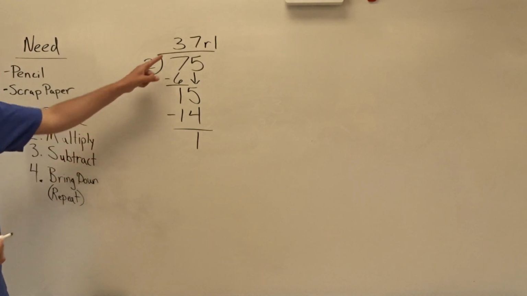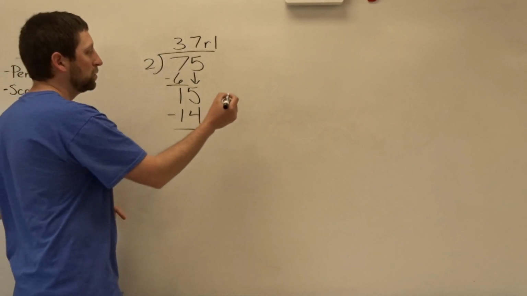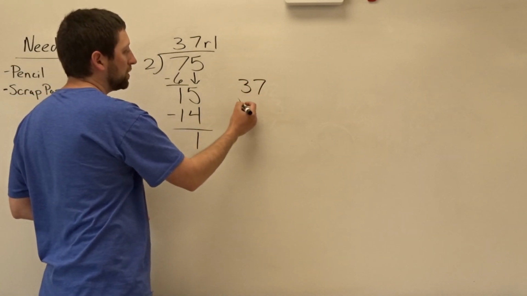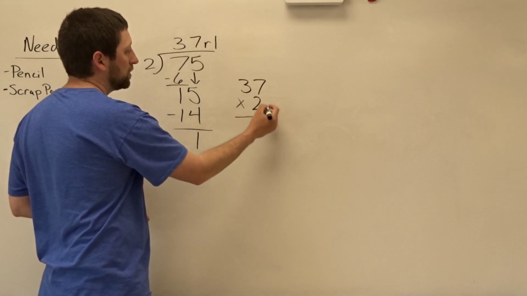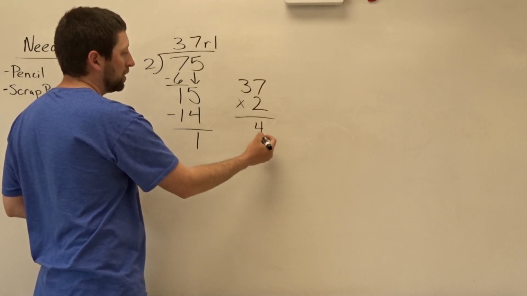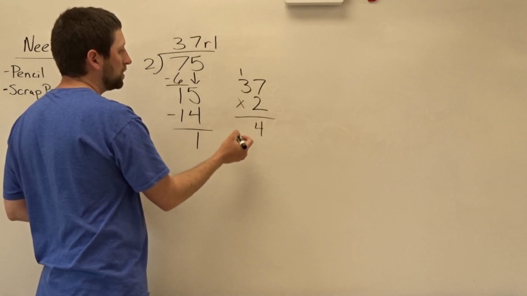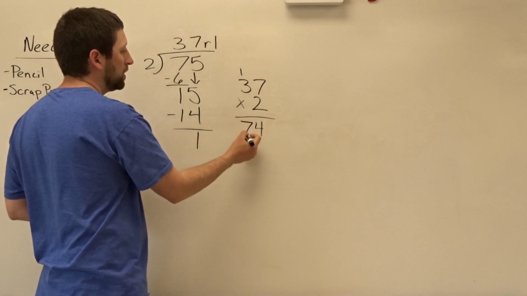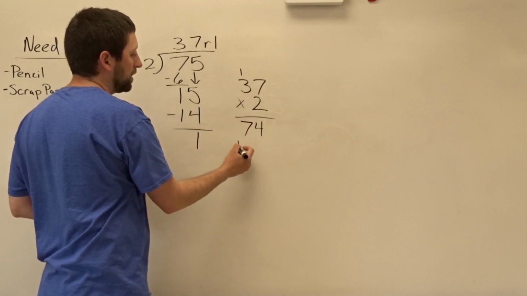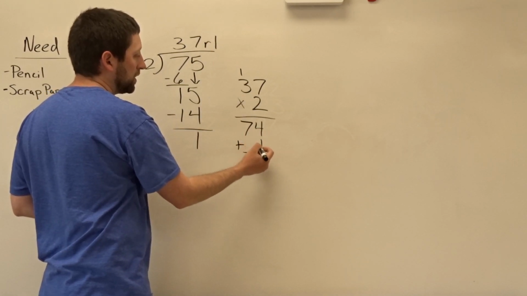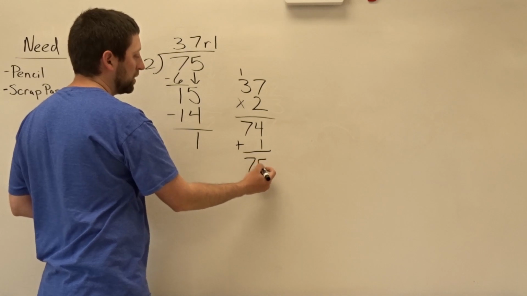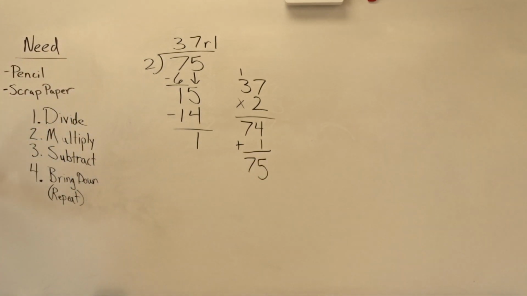And let's check that by doing 37 times 2. 7 times 2, 14. 3 times 2, 6 plus 1, 7. And then we have to add in our remainder. 74 plus 1 is 75.